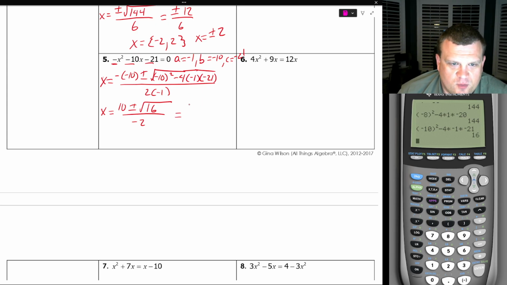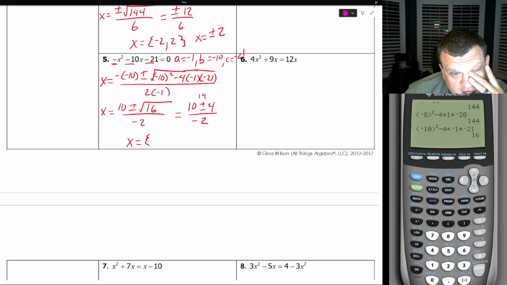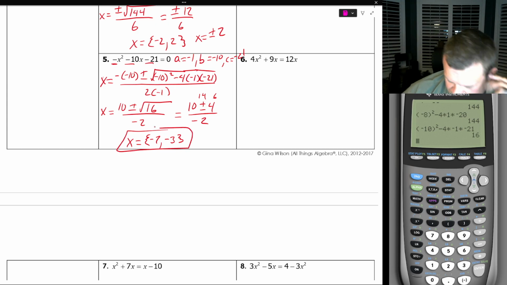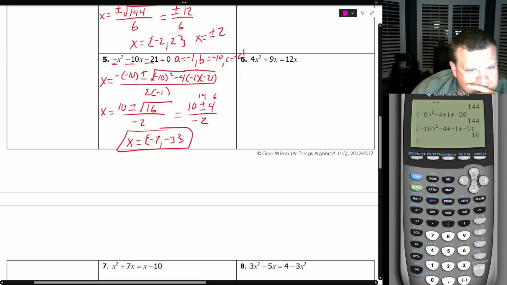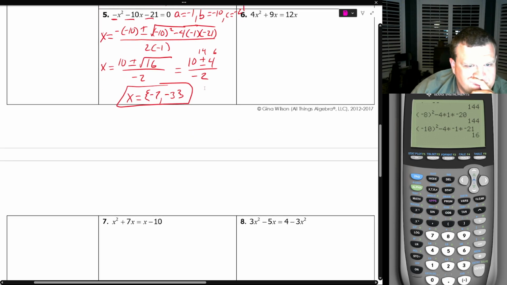So 10 plus or minus the square root of 16, which is 4, over -2. Now we calculate. 10 plus 4 gives 14, and 14 divided by -2 is -7. Then 10 minus 4 is 6, and 6 divided by -2 is -3. Those are your two solutions. Ta-da! The quadratic formula. Bulletproof. It always works.